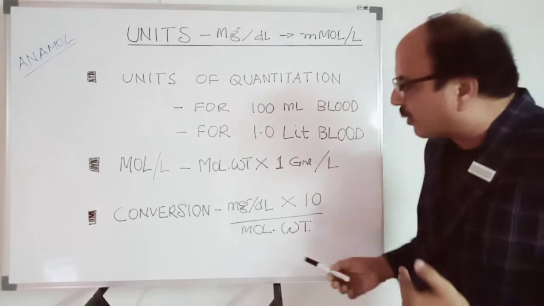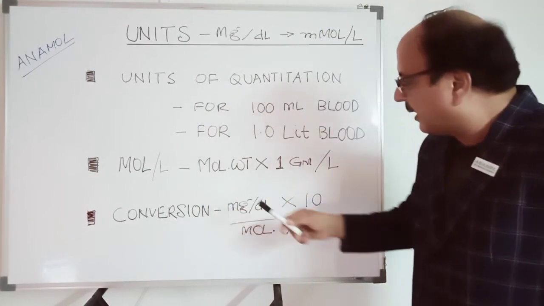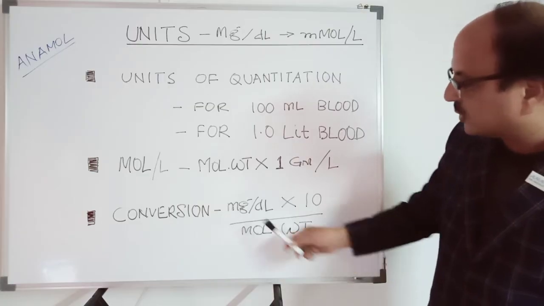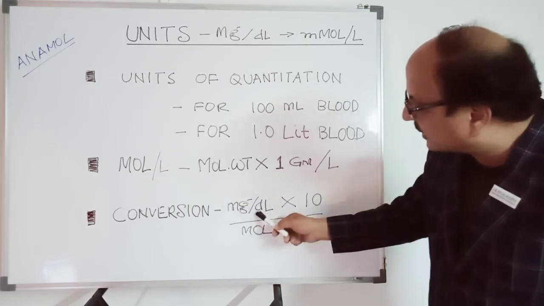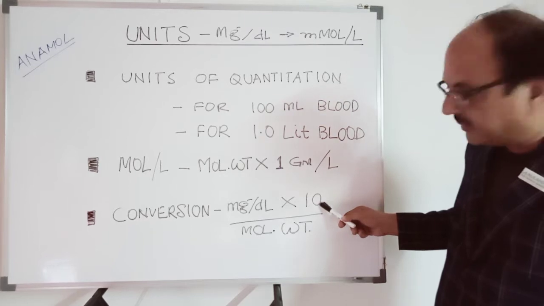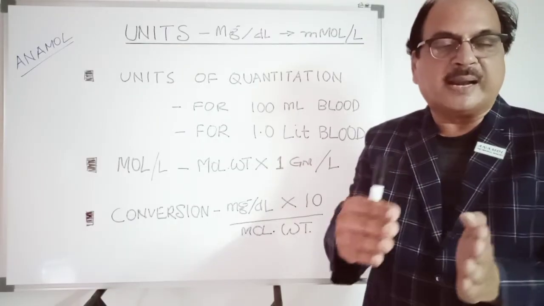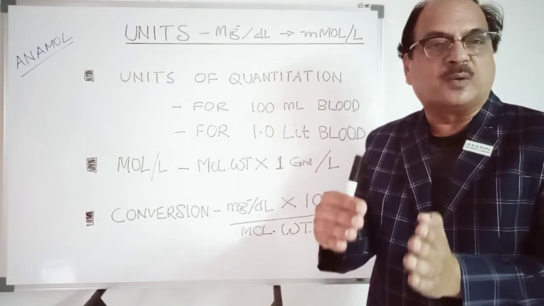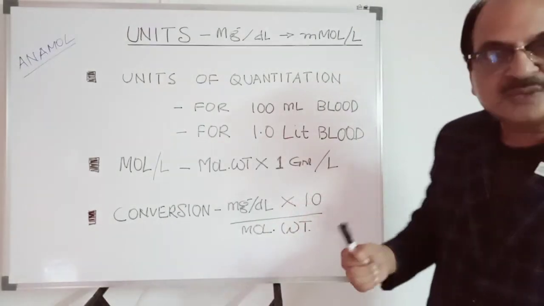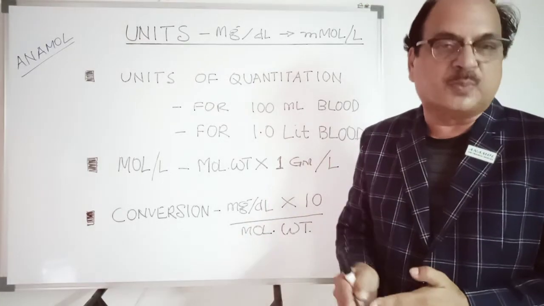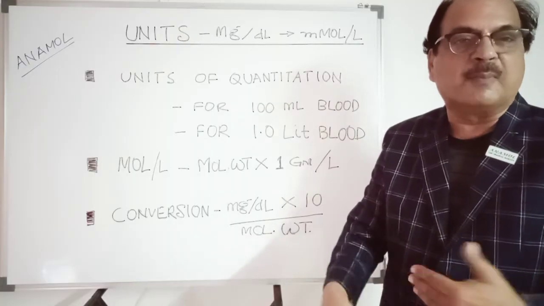Now let's see how you convert. How do you convert milligram per deciliter into millimoles? You take milligram per deciliter and multiply by 10, that converts deciliter into per liter, and divide by its molecular weight. Example: you have 100 milligram per deciliter of glucose, divided by 180 into 10 is 5.55, that is your millimoles per liter. Now if you have to do the reverse, you need to do exactly the opposite.